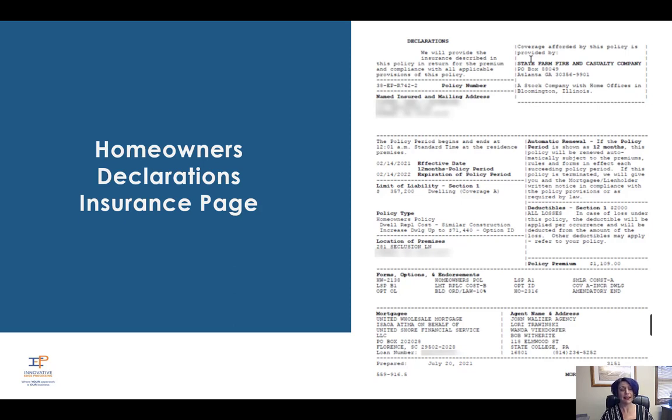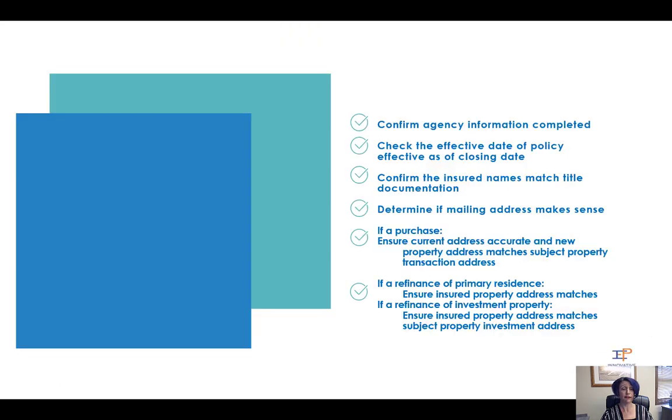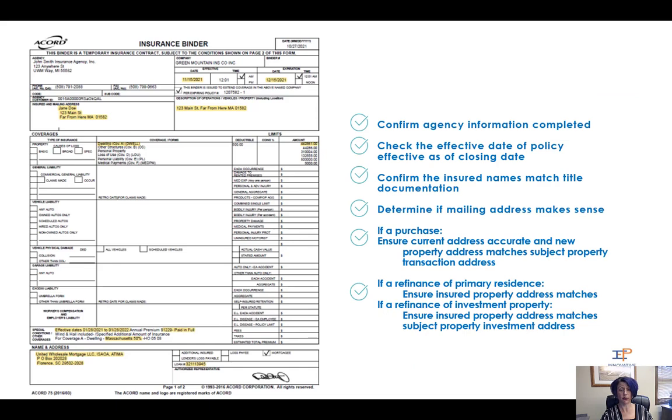So now let's get into the nitty-gritty of how to actually review an insurance binder and make sure that it has everything we need for our borrower's financing. What I typically do is I start at the top and work my way down. I review the agent information, making sure it's complete, and make sure that the insurance company name is there.